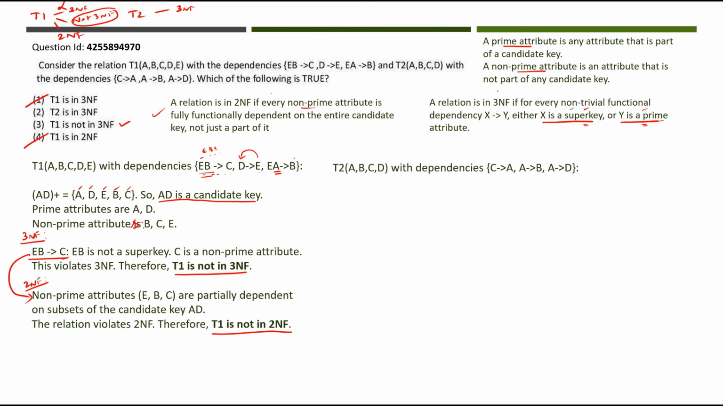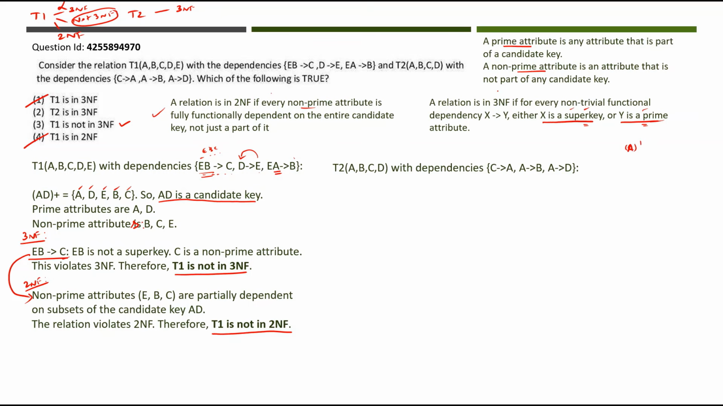Now we will get into T2. T2 relation has attributes A, B, C, D, and the dependencies are C derives A, A derives B, and A derives D. So what is the candidate key? Just we will work it out.